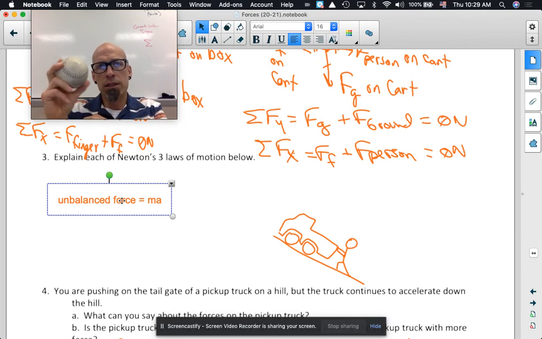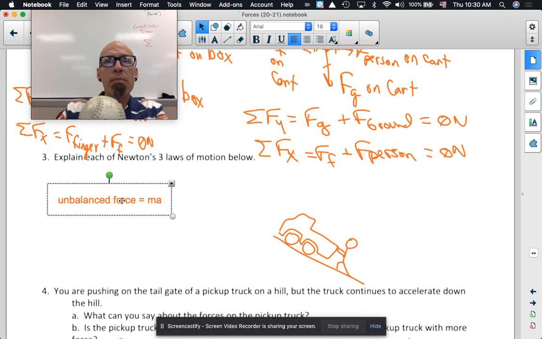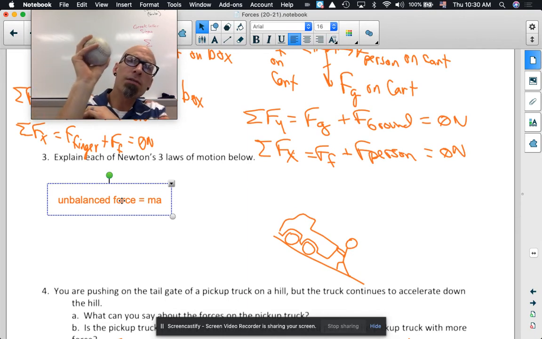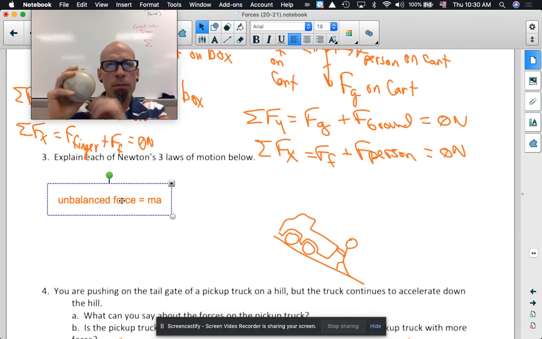All right. Now, if I change this out from a softball to maybe a shot, like a shot put. If I change this out to a shot, maybe it's 12 pounds. A 12-pound shot versus a softball. They're about the same size. If I try to throw that shot, that 12-pound shot, with as much force as I just threw the softball, is the acceleration going to be as big? No.